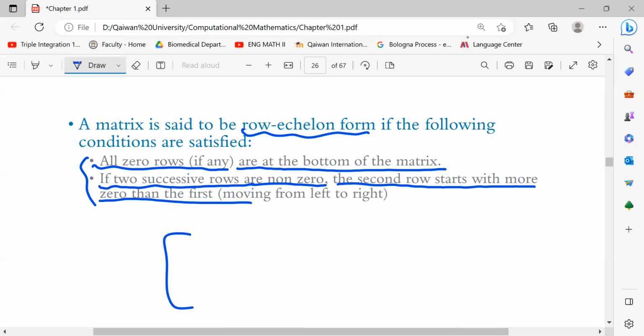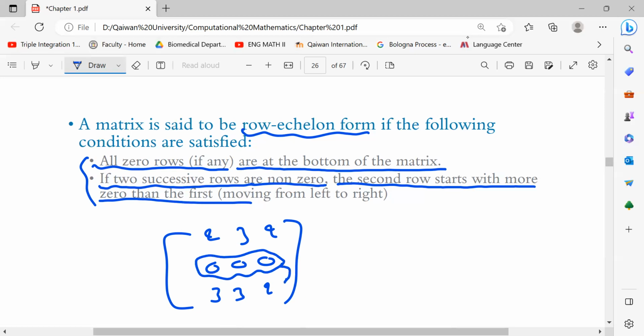For example, if you have 2, 3, 2, 3, 0, 4, 4, 4, 0, 0, 0. Look, as you see, we have this row in which all its elements are zero. It must be at the bottom. What if this is here: 0, 0, 0, 3, 3, 2? How about this one? It's not row echelon form, because here you have a row in which all its elements are zero, but it is not at the bottom. It must be at the bottom.